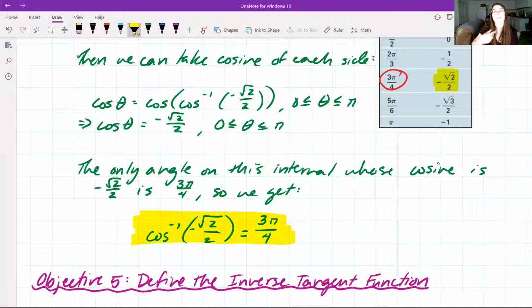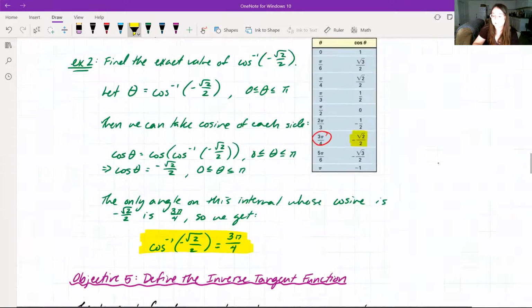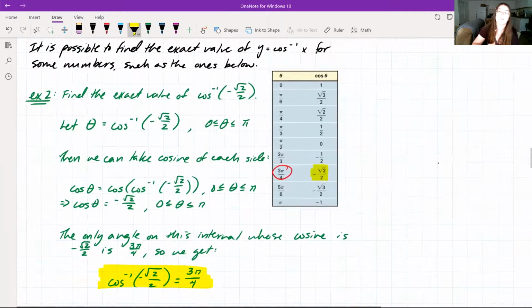Once again, with these easier values, it is fairly straightforward, but if you aren't able to find the values, like if they're not in this table, then your next step would be using a calculator.